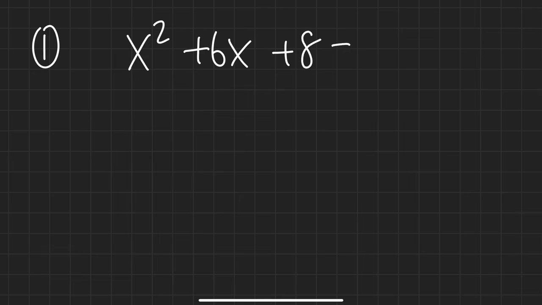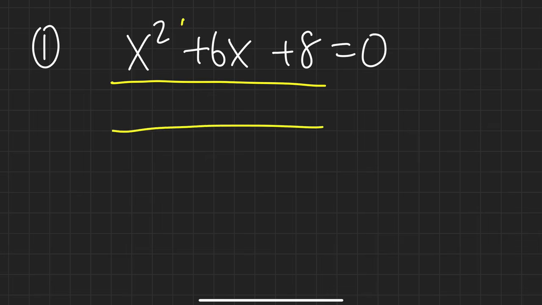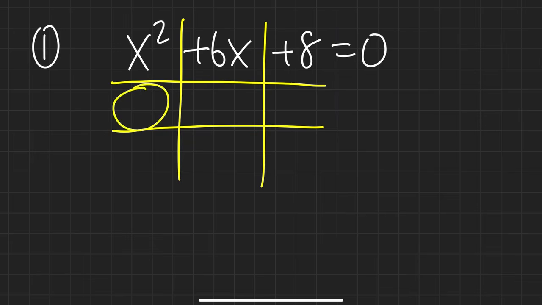For the first one, we have x squared plus 6x plus 8 is equal to 0. So we have this equal to 0 already. We can just focus on factoring this, which is a trinomial. It has 3 terms. So we can factor this by the tic-tac-toe method. Let me show you. We will draw the tic-tac-toe boxes like this. And then to begin, we ask ourselves, what times what will give us x squared? And the answer is just, well, x times x.